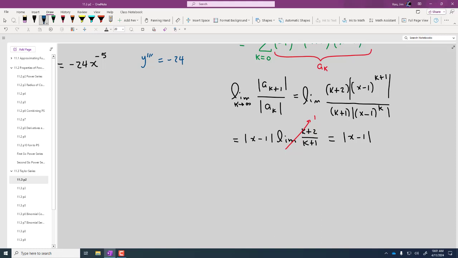Now, conclusion of the ratio test. We want to know when that limit is less than 1. So we want to know, what are the x's that make that less than 1? The x's that make that less than 1 are where the series converges. The x's that don't make it less than 1 are the x's where it diverges. So some x's will converge, some x's will diverge.